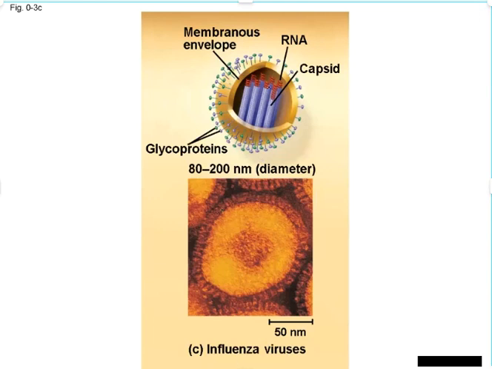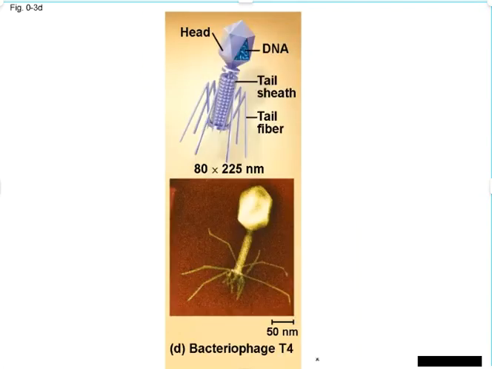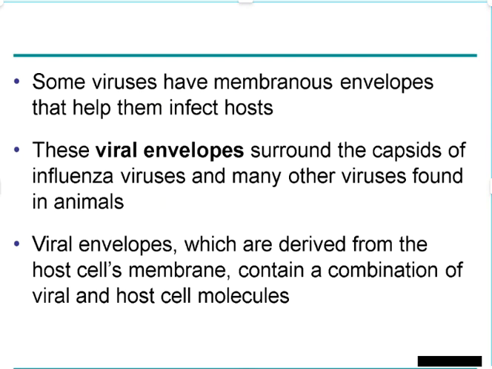The third one is influenza virus, where outside is the glycoprotein which acts as a ligand and attaches to the receptor on the host cell. Next is the bacteriophage, where you saw that the upper part is the head which has the nucleic acid, then the collar, then the sheath, then the tail fiber. Some viruses have a membranous envelope that helps them to infect the host. This envelope surrounds the capsid. So first is the genome, then the capsid, then the envelope. For example, in case of influenza virus and some other viruses found in animals.